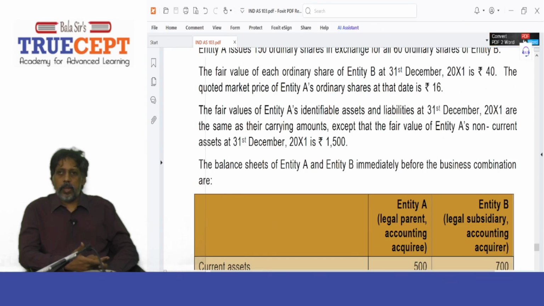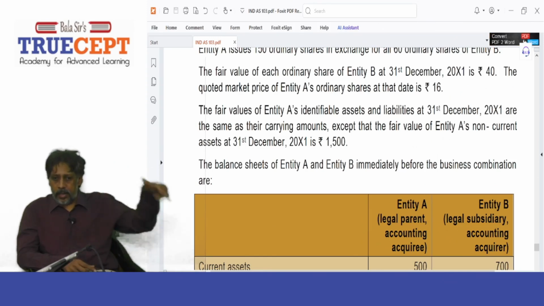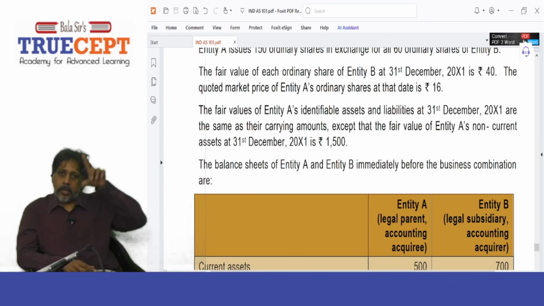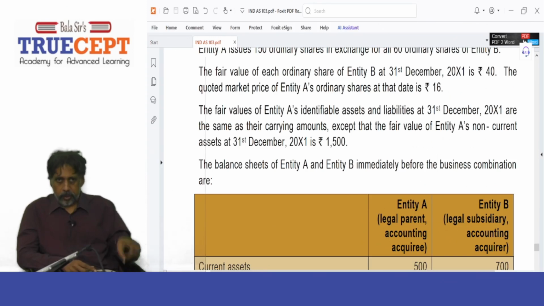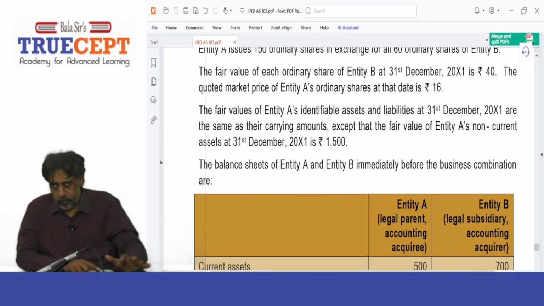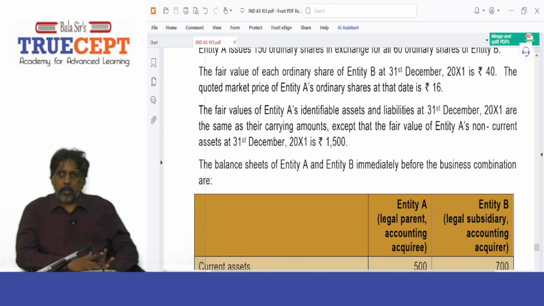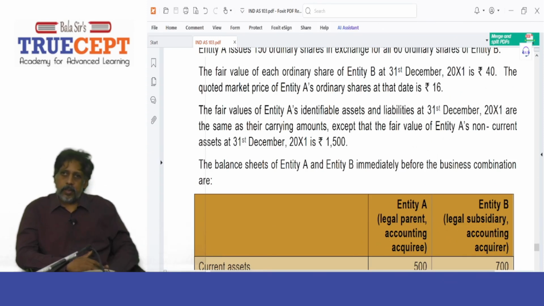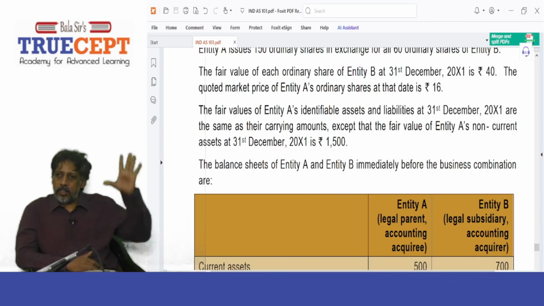Why am I giving a quoted price for A? A may be a listed company. This happens generally. In a reverse acquisition, A will be a listed entity, a public company listed on a stock exchange, whereas B will be a private operating company. Now these 150 shares given to you are publicly traded, yes or no? Yes. Now you got listed shares.